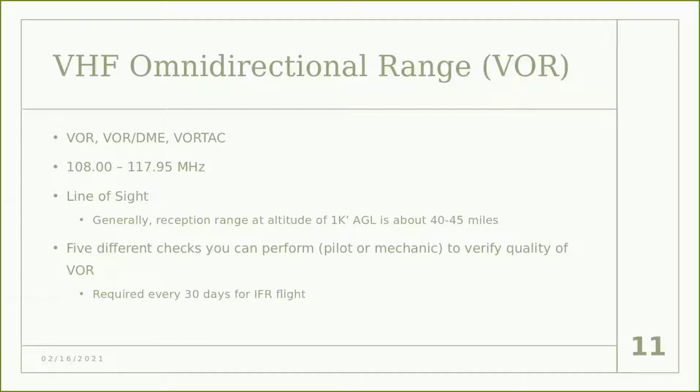This is line of sight navigation. So if I'm 30 miles away from a VOR, just taking off from the ground, I'm not going to get reception, because the station is not able to send a signal directly to my airplane. I need enough altitude in order to receive that signal. Does that make sense? Okay, so it is line of sight. Generally, reception range at an altitude of 1,000 feet is about 40 to 45 miles.